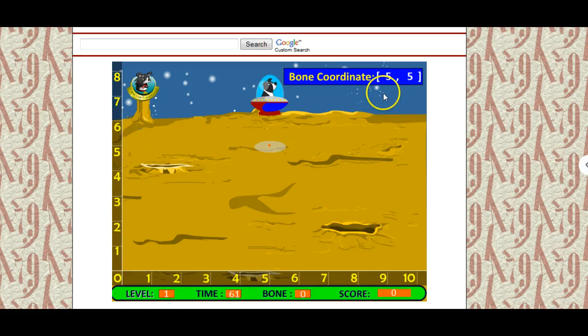There we go. Then it keeps track of the number of bones that you get and the time, and then you can also increase levels.